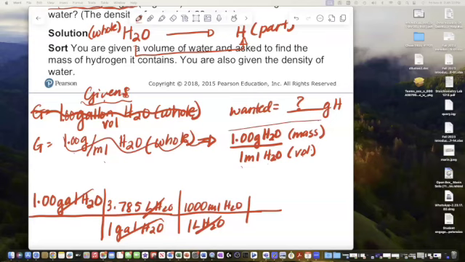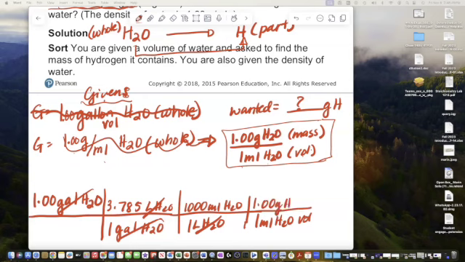Now I can use this conversion here because you all see this conversion has milliliters of water. I'm going to use it as is and put the 1 milliliter of water here as a volume. And then I'm going to put the 1.00 grams of water. And this is, of course, our mass.